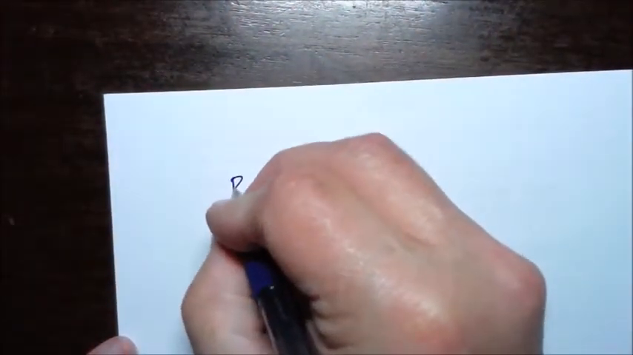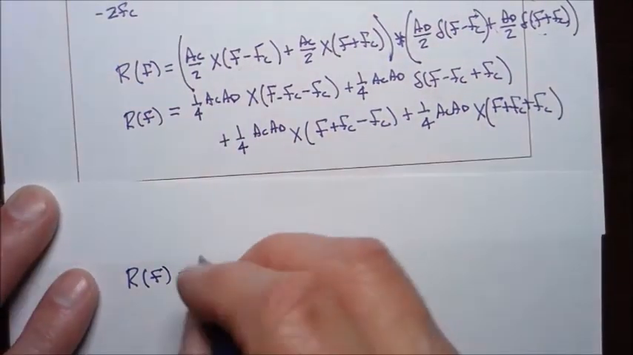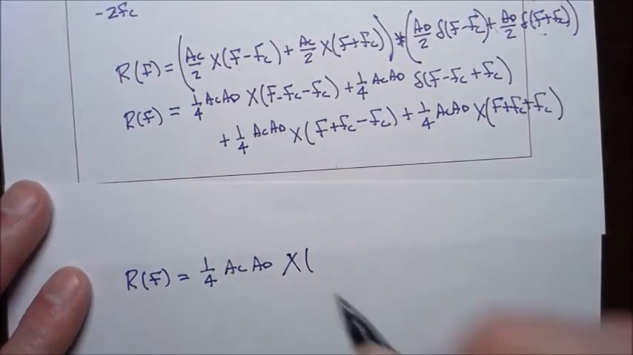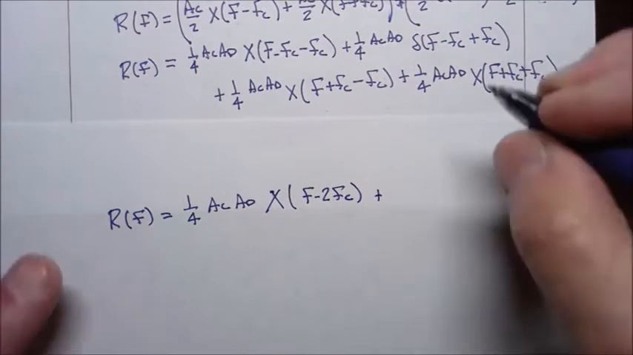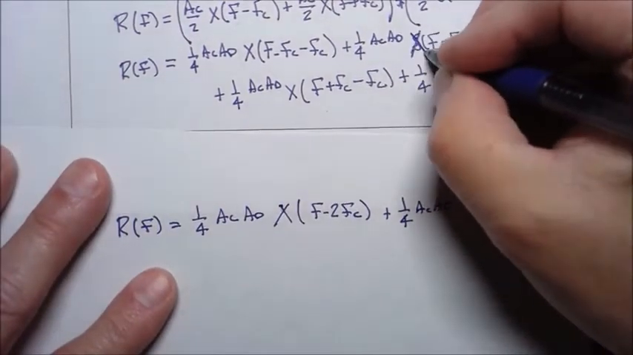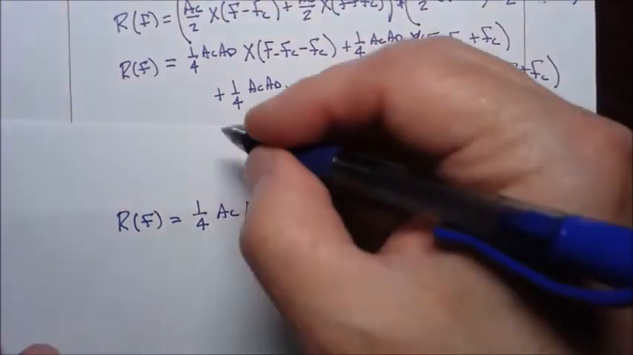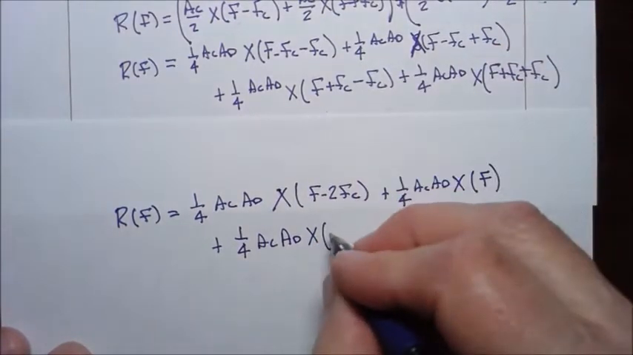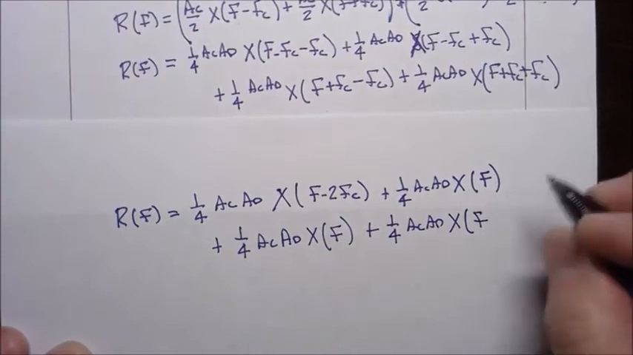And write capital R of F is equal to, from this term we get 1/4 AC times AD times capital X of F minus 2FC, then plus 1/4 ACAD, capital X, sorry, capital X, F, and then minus FC plus FC is 0, so this is just X of F. Then the third term, plus 1/4 AC times AD, capital X, FC minus FC is 0, so we just have capital X of F, plus 1/4 ACAD, capital X of F plus 2FC.